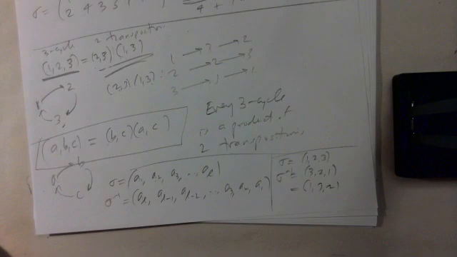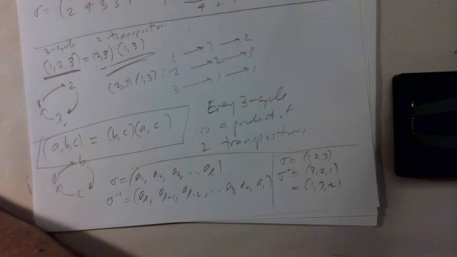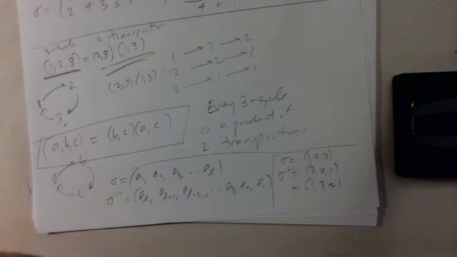So, okay. That's all I'm going to talk about now, but permutations really are very interesting, very important. And permutation groups are very important. The two most important classes of non-abelian groups are the matrix groups we talked about and these permutation groups.